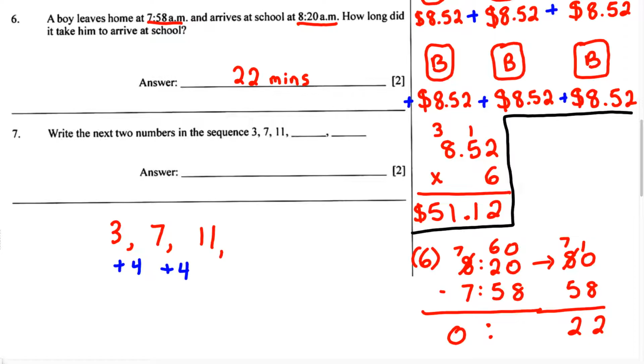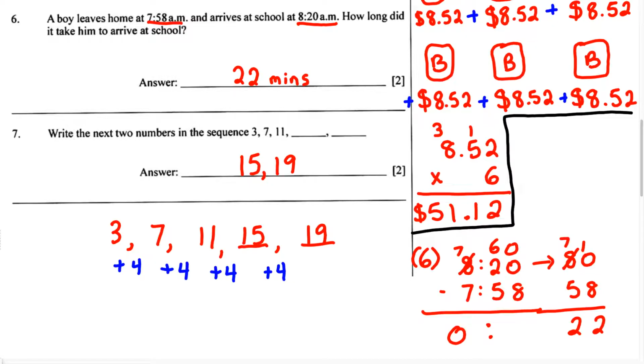Now to find the next two numbers in sequence, we're just going to add 4. We can say 11 plus 4 is going to give us 15. And now when we add 4 one more time, we can say 15 plus 4 is now going to give us 19. Therefore, the next two numbers in sequence are going to be 15 and 19.